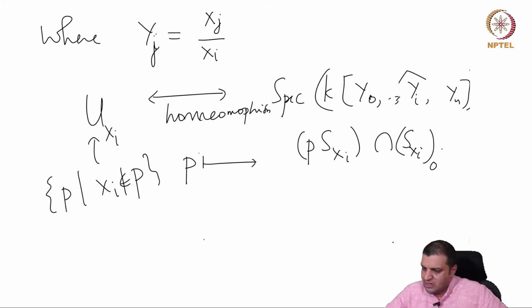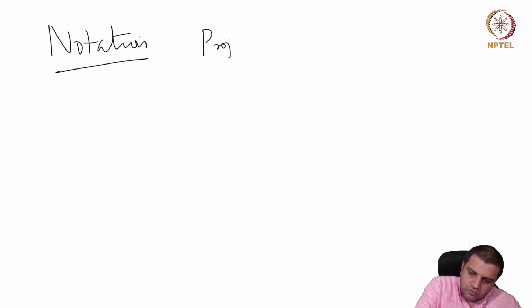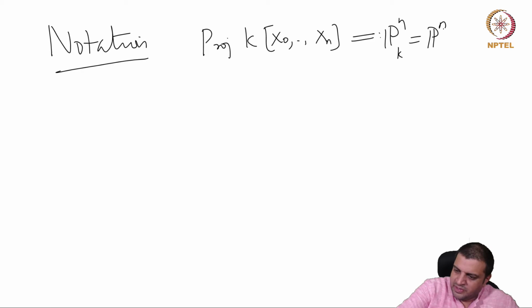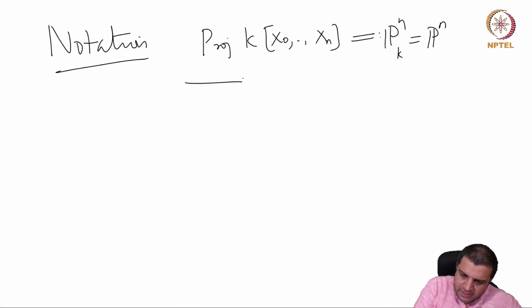Okay. So notation: Proj of a polynomial ring in n+1 variables will be denoted P^n_k, and we'll just call it P^n. We are not going to work with multiple fields. We'll just call it P^n. Okay. Now, just to get some geometric intuition behind this thing.